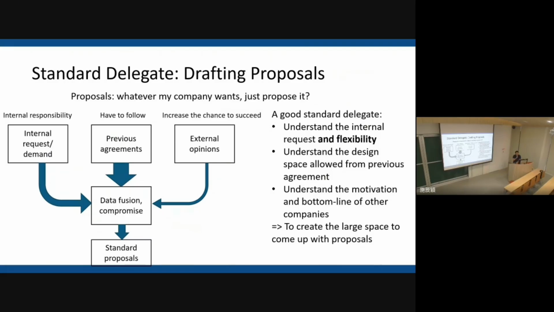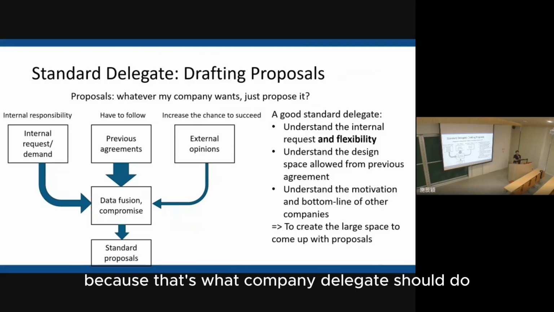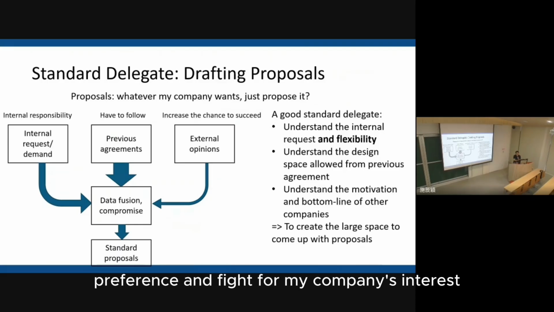So drafting the proposal and coming up with the options to propose is actually what you can call a data fusion process. The internal requests and demands, of course, are very important, because that's what a company delegate should do. I need to fight for my company's preference and fight for my company's interest. However, there are also many other considerations.